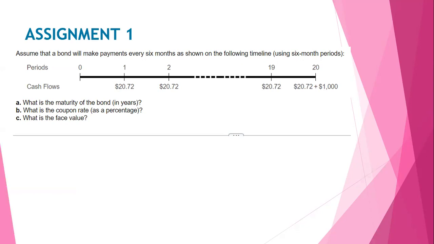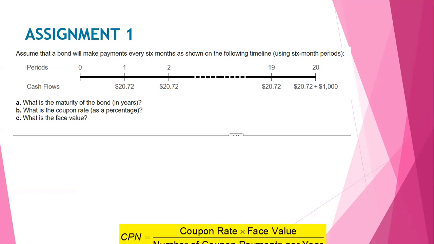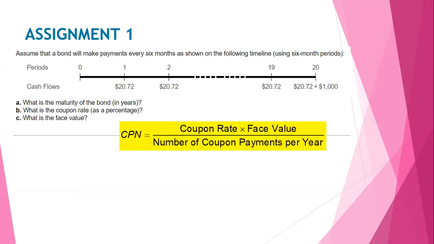Let's deal with A first. What is the maturity of the bond in years? The maturity of the bond is the number of years until the issuer returns the face value to the buyer. For the case of a bond that will make payments every 6 months, the maturity is the number of payments divided by 2.